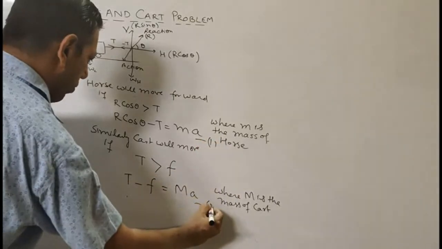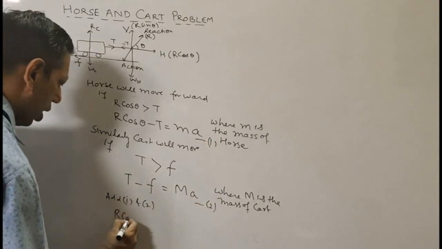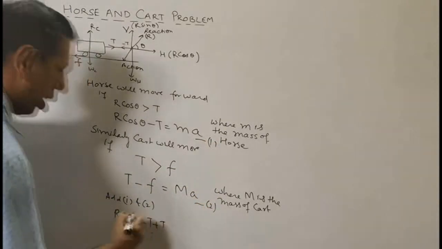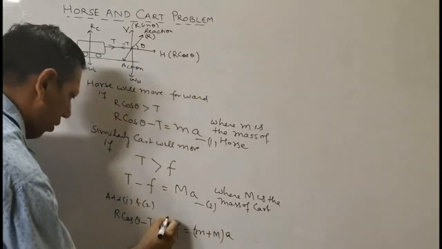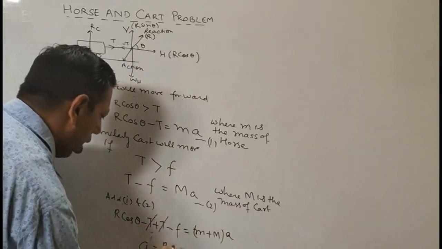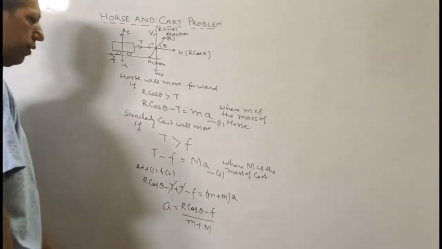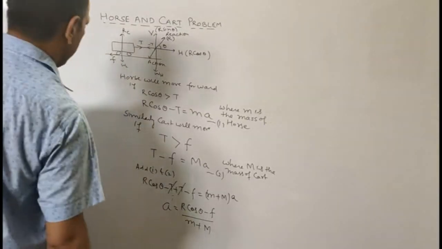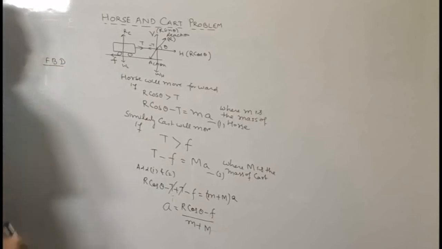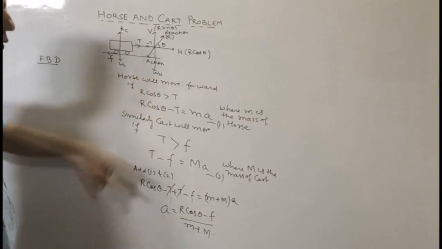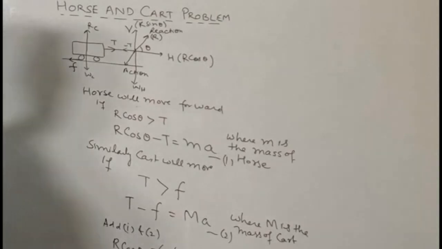Mark this as equation number 1 and this as equation number 2. Add 1 and 2. R cos theta minus T plus T minus f is equal to small m plus capital M into A. T and T cancel, so A is equal to (R cos theta minus f) over (small m plus capital M). This is the common acceleration of the horse and cart. This is the free body diagram. A free body diagram is a diagram in which we include only the forces, and the body itself is not taken into consideration.